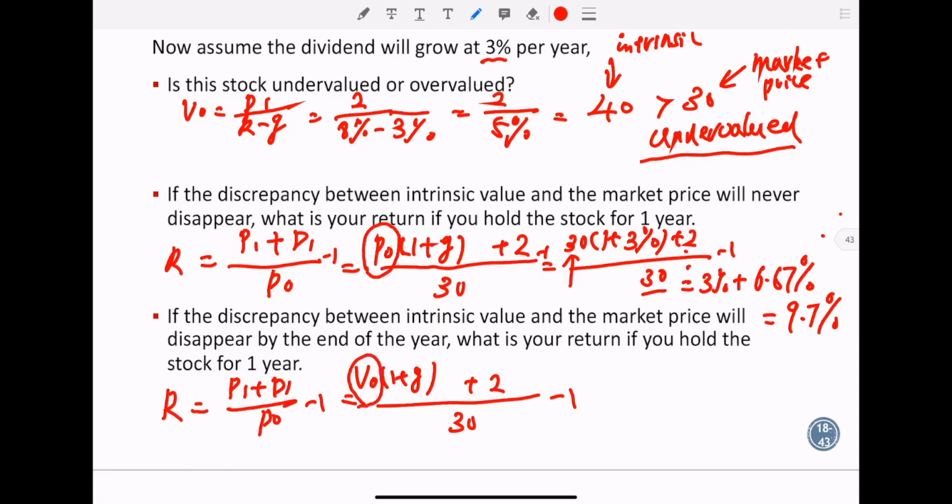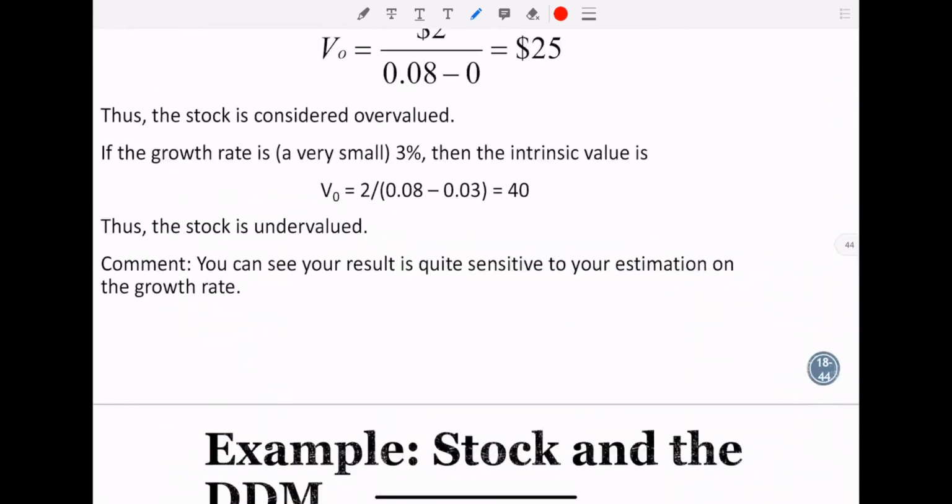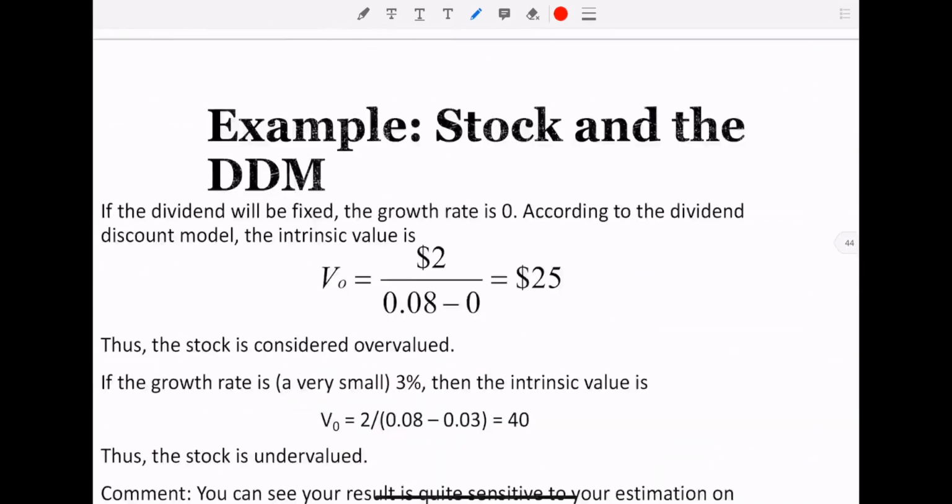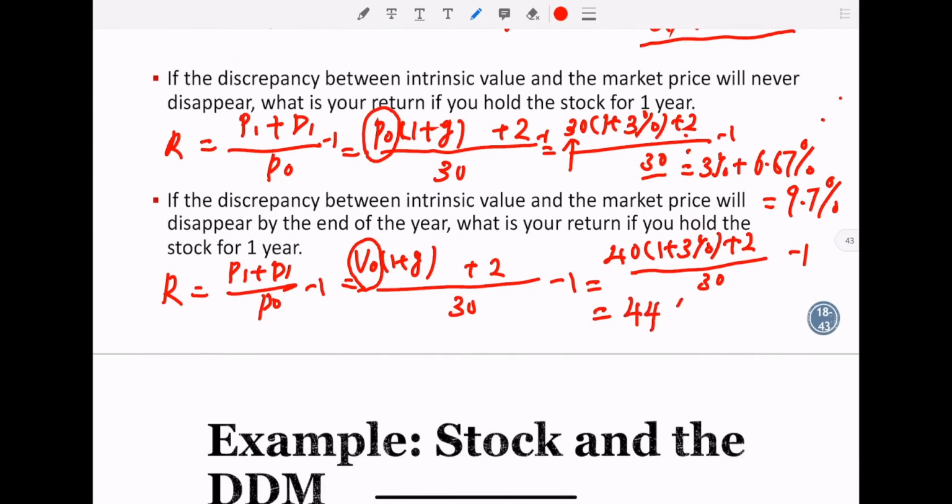Why? Well, because in the first case, the market price will not converge to the intrinsic value, so you should use P0. In the second case, the market price will converge to intrinsic value, so you should use the initial intrinsic value to calculate P1 here. So in this case, we have 40 times 1 plus 3%, plus 2, divided by 30, minus 1. And I think the answer is 44%, right? So it is 44%.